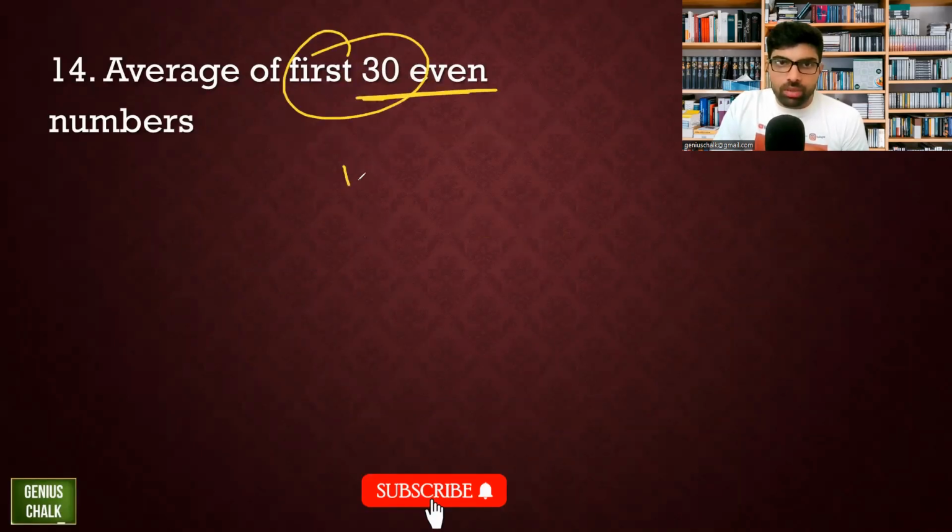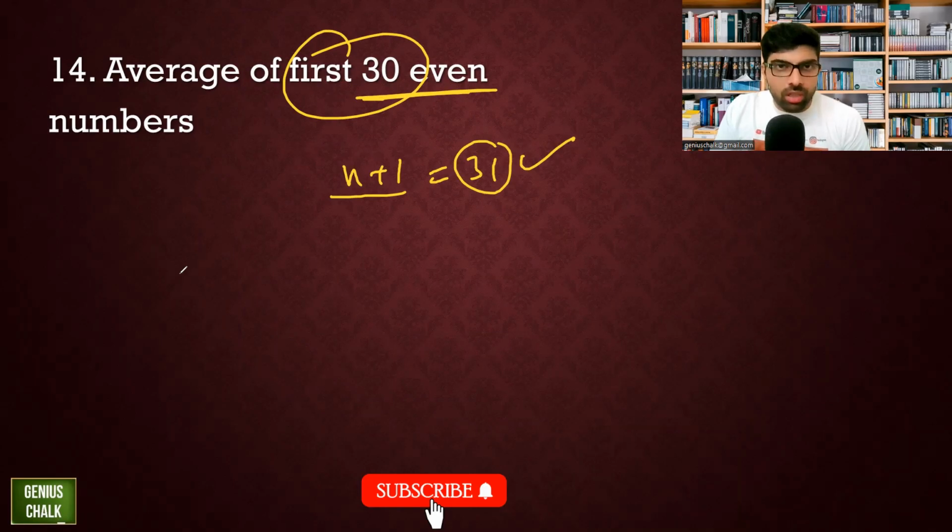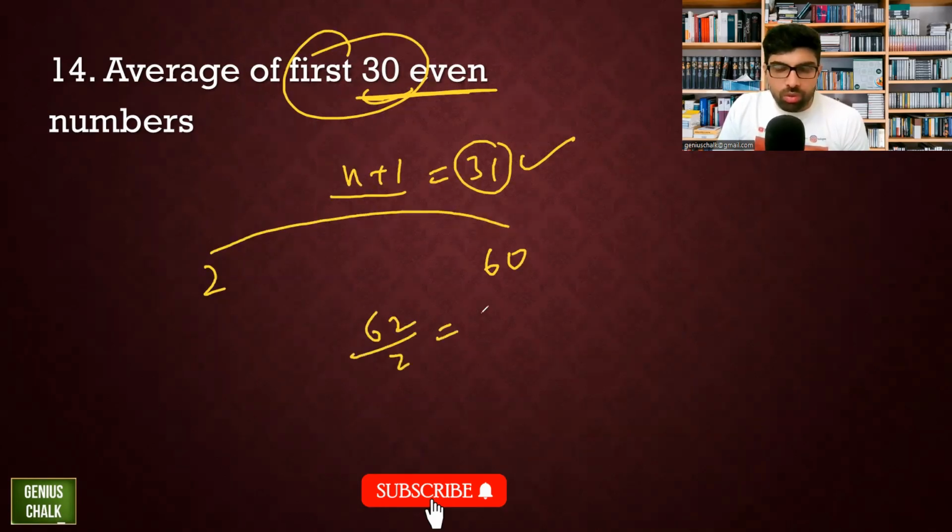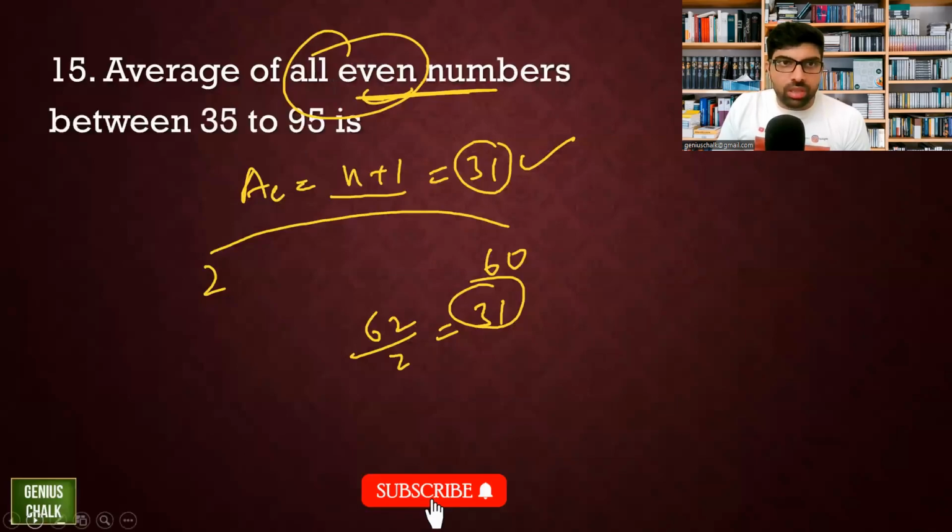For even natural numbers, the average is n plus 1. So for 30, it is 30 plus 1, that is 31. You can check it: the first even number is 2 and the 30th even number will be 60. So first plus last, 62, divided by 2, comes to 31. This is how you can remember: the average for even numbers is n plus 1. I hope this is clear.